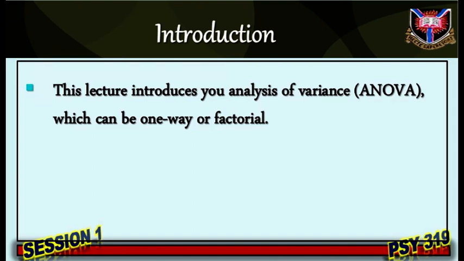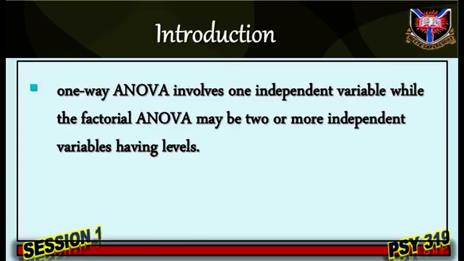ANOVA can be one-way or factorial. The one-way ANOVA involves one independent variable, while the factorial ANOVA may involve two or more independent variables having levels.